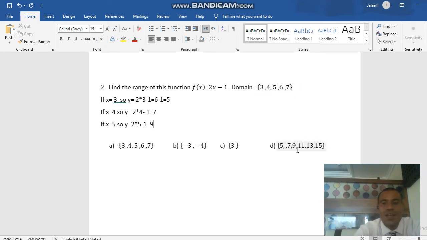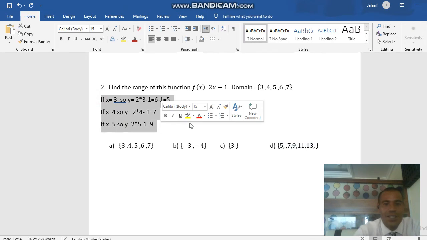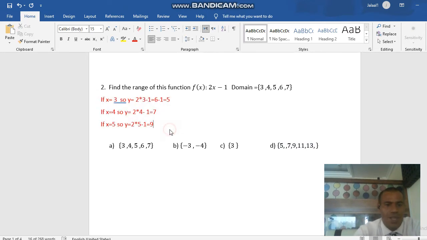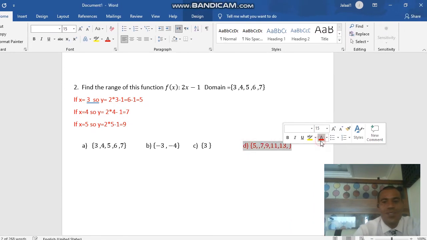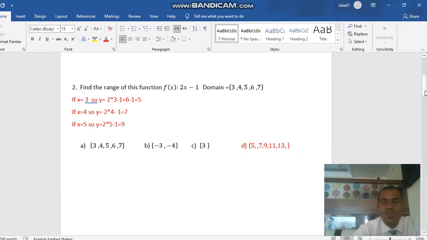Then you will find the last answer. Here you are telling which one is the correct answer. In your opinion, is it 3, 4, 5, 6 as the set of the range, or negative 3, negative 4, or only the single 3, or 5, 7, 9, 11 and 13? This is, my learners, the correct answer. This is about the multiple choice questions.